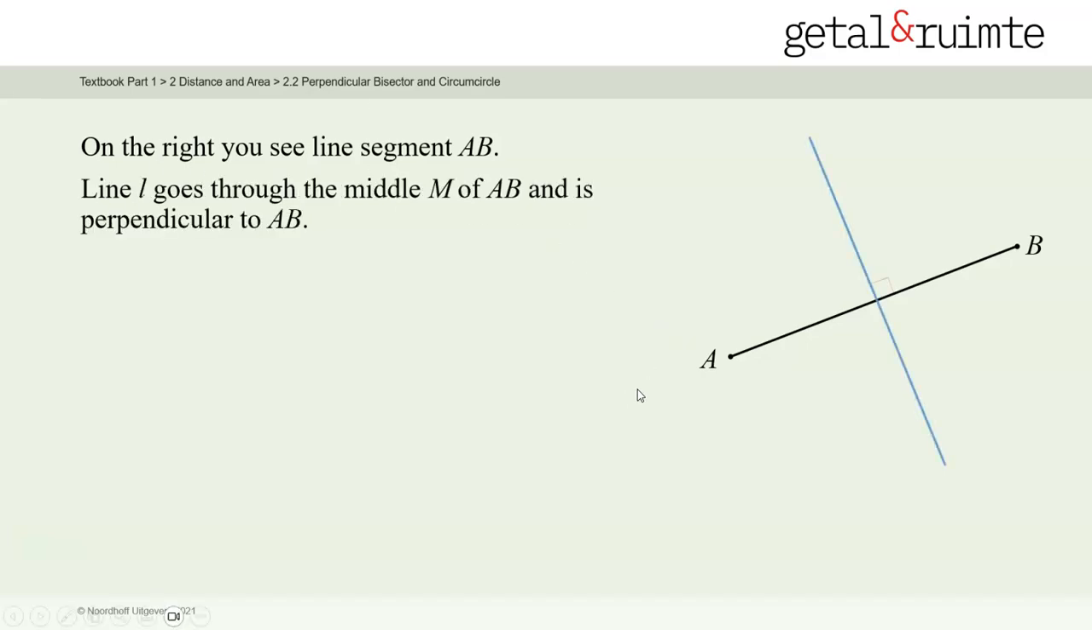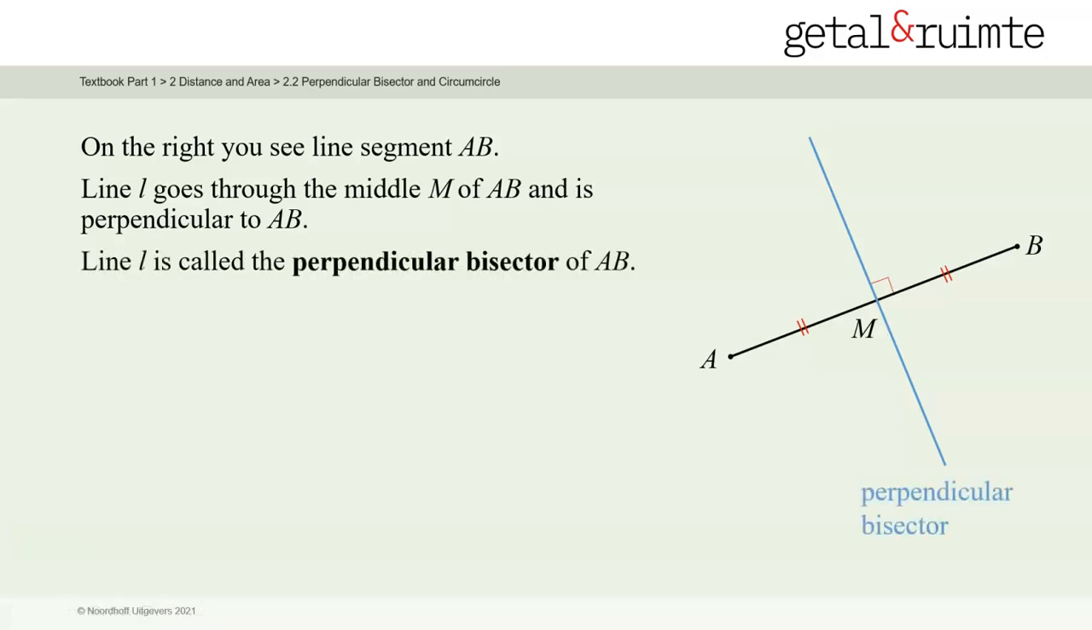Line L goes through the middle and is perpendicular to AB. So line L is perpendicular and divides the line segment into two parts, exactly two halves, and that's called a perpendicular bisector. And if you fold a piece of paper through line L, then A and B will get precisely on top of each other.